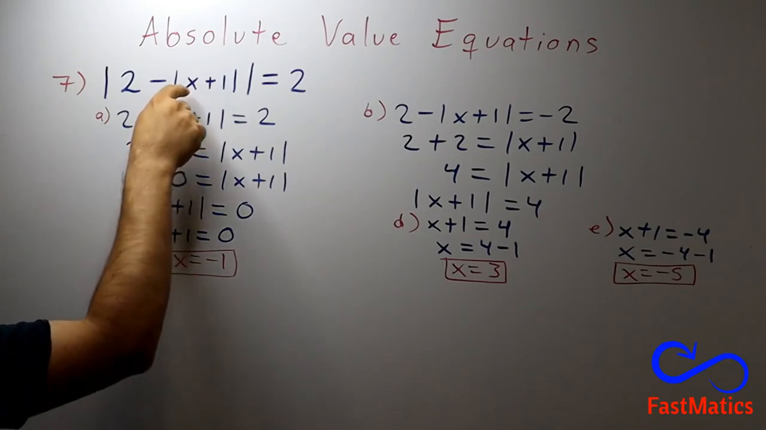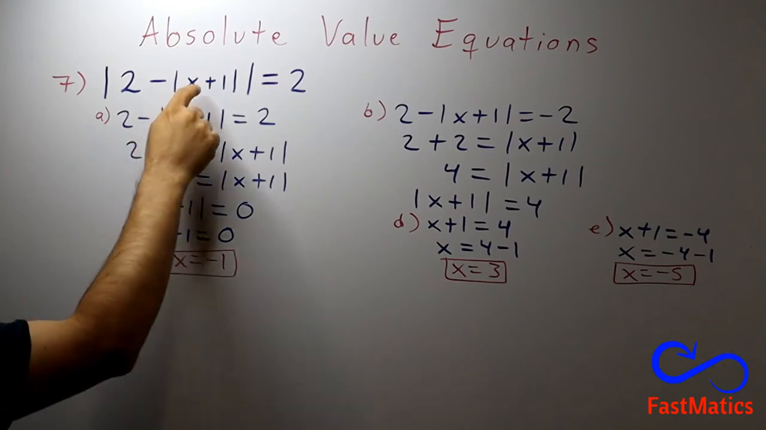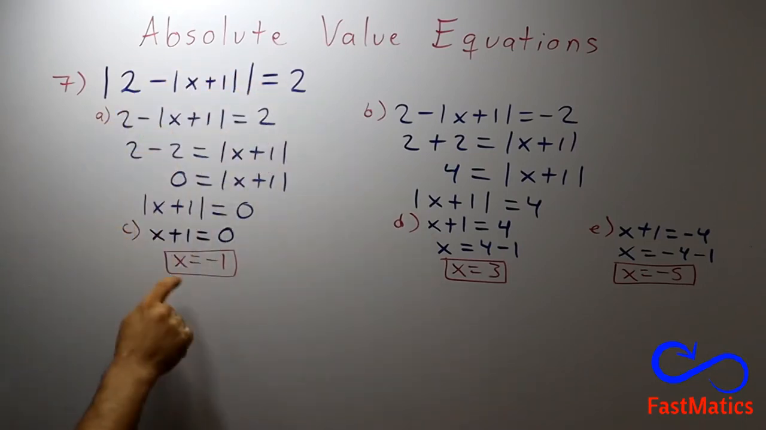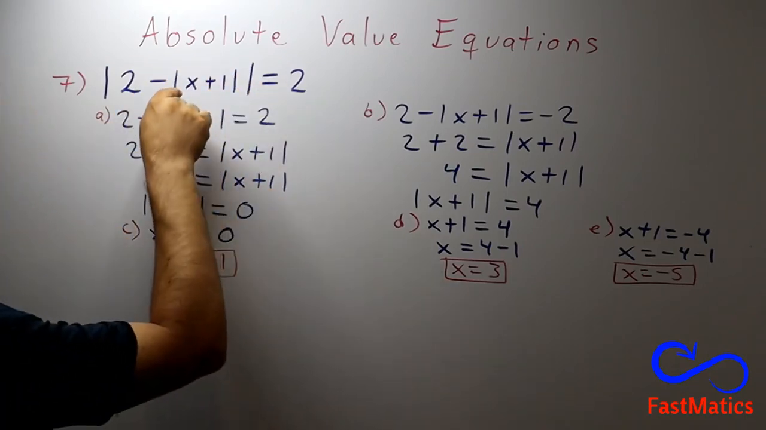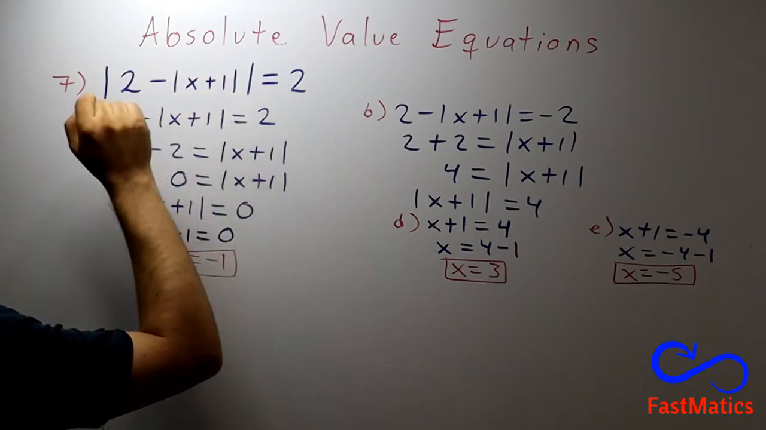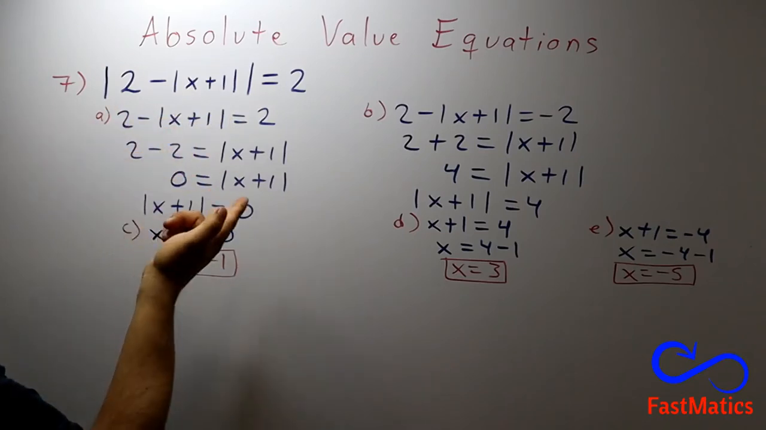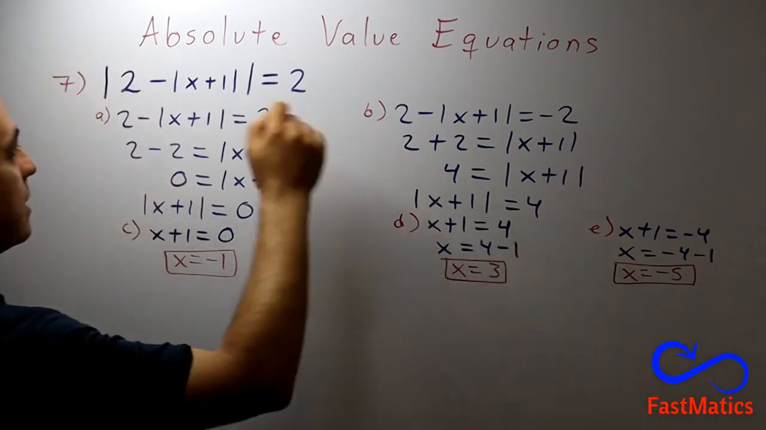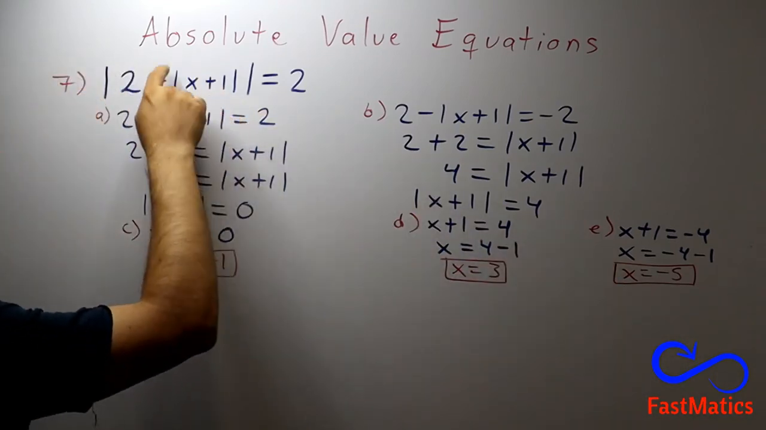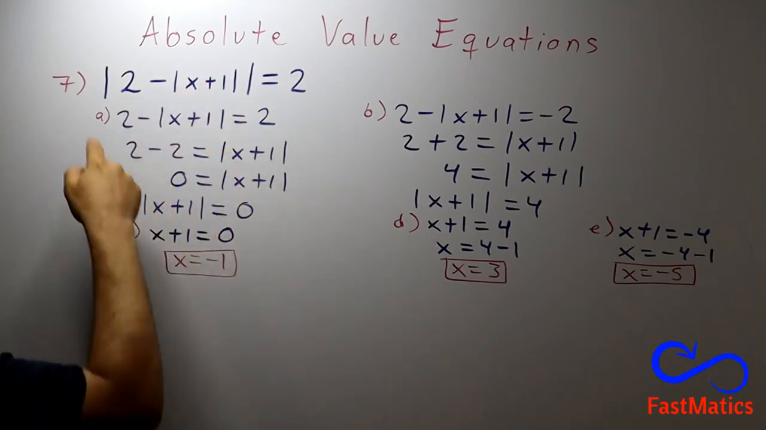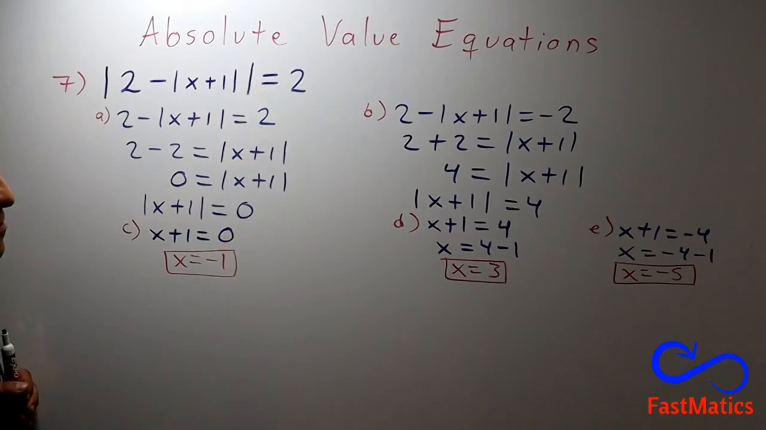If I replace the x with negative 1, plus 1 is 0, 2 minus 0 is 2, absolute value of 2 is 2. Correct. If I replace the x with 3, 3 plus 1, 4, absolute value of 4 is 4. 2 minus 4 is negative 2, the absolute value of negative 2 is 2. Correct. And finally, negative 5 plus 1, negative 4, the absolute value of 4 is 4. 2 minus 4 is negative 2. The absolute value of negative 2 is 2. Okay, we have 3 answers for this equation.